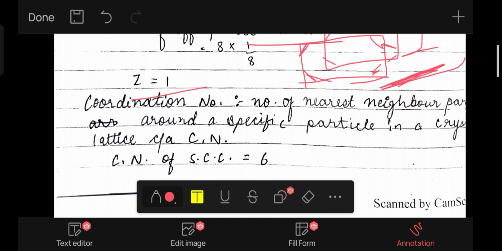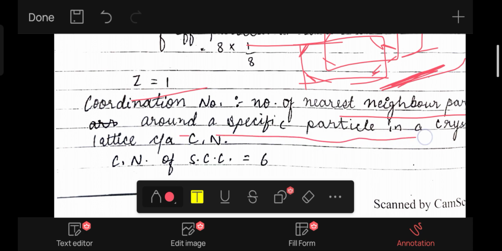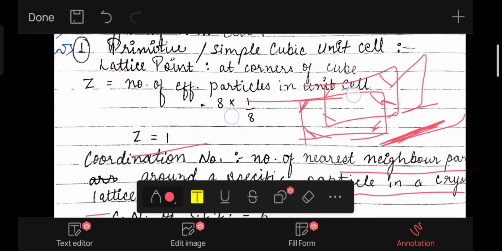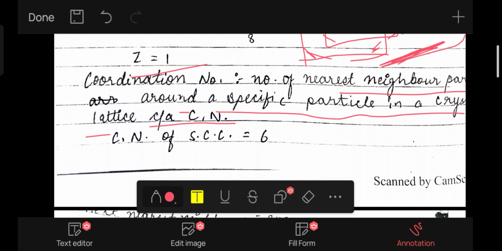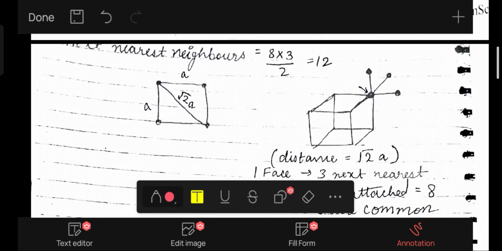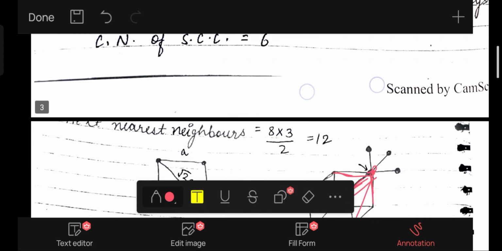Coordination number. The number of nearest neighbors around a specific particle in a crystal lattice is called the coordination number. So the coordination number of a primitive cell is 6. Let me explain it to you. Here, for example, you have this point, so from here there will be 1, 2, 3, 4, 5 and 6, so a total of 6 points surrounding this. Okay, done. So the coordination number of a simple cubic cell is 6.